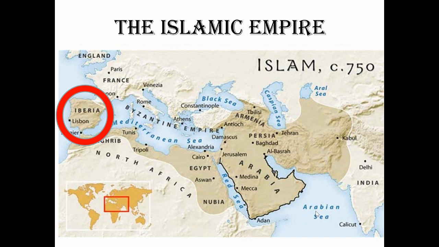Now, if you look in that, you see this round red circle surrounding that area called Iberia? Well, we don't call it Iberia much. That is the peninsula where you would find Spain and Portugal.